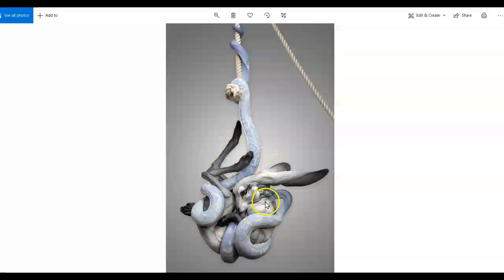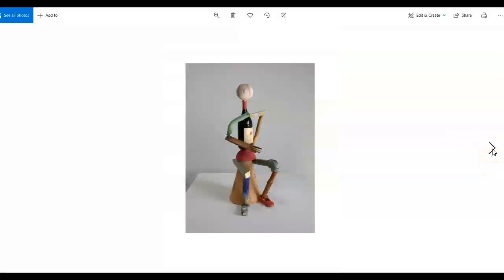Is there economy? Yes, even though this is so detailed, etc. But we don't have every little line put in there, every little texture of fur on here. We don't have every little scale on here. This is painted. Balance, asymmetrical.